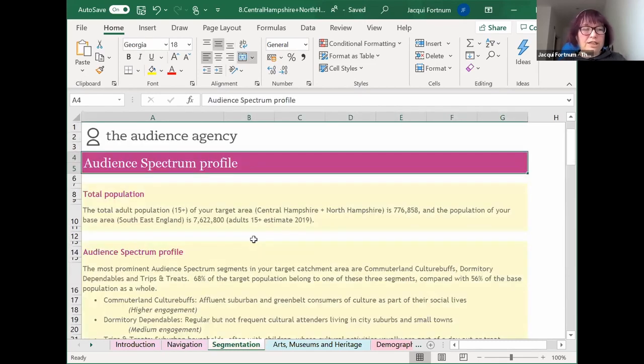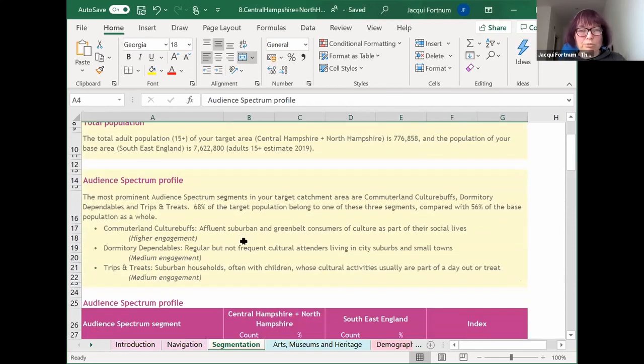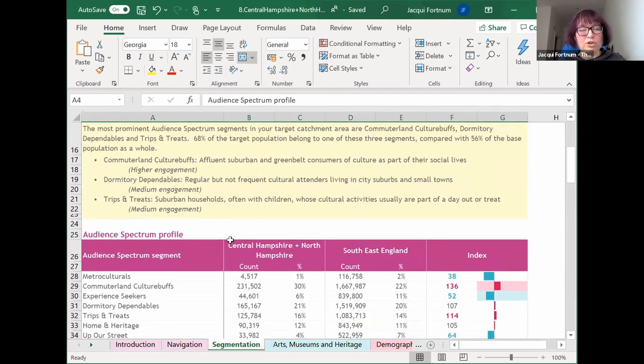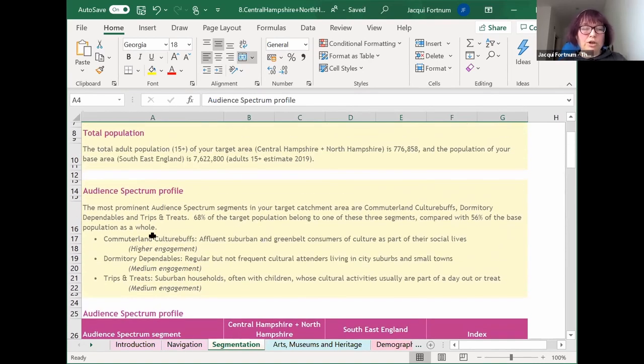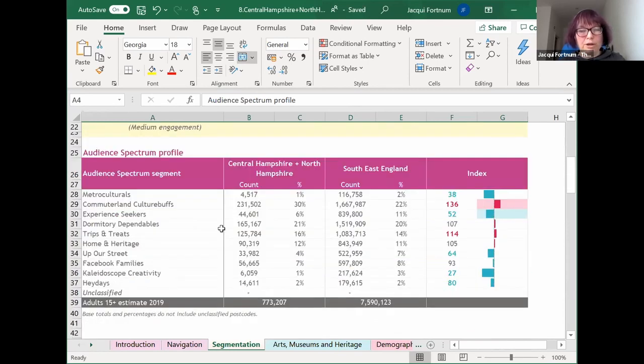The first set of data is around your audience spectrum profile, and as I say, we will have a look at this in a bit more detail later, but essentially it gives you an overview of who are the most prominent segments in your catchment area, and then it gives you a table of proportions and counts.